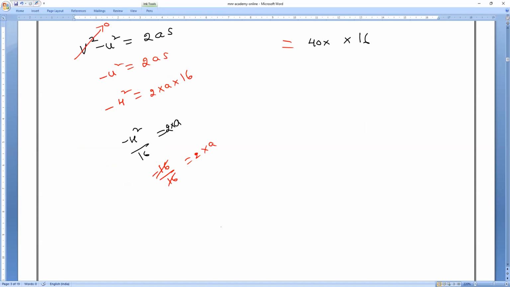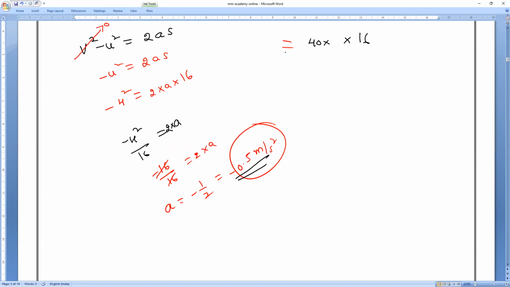So A equals how much? Acceleration equals minus 1 by 2, which means 0.5 meter per second square. Okay, everybody? Do all of you understand? Yes, sir.